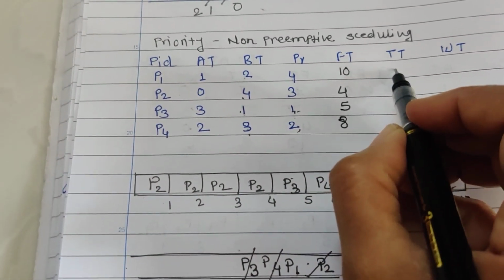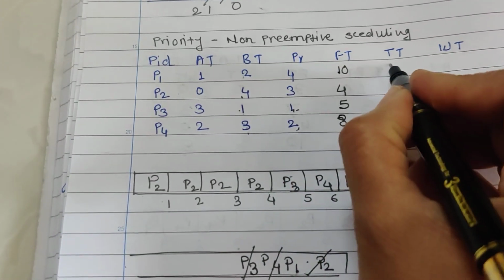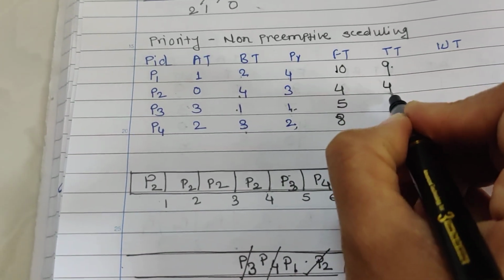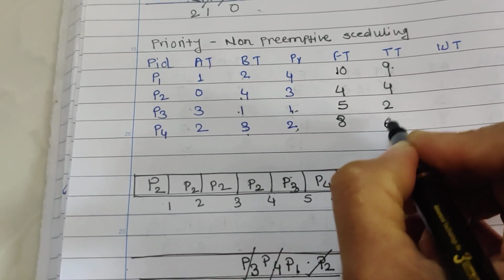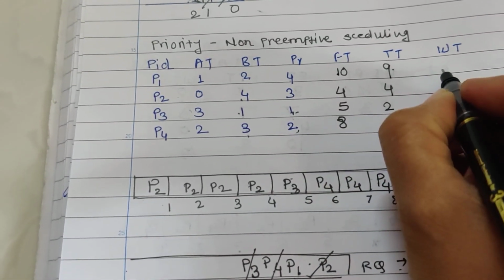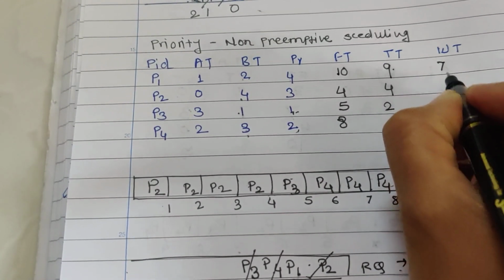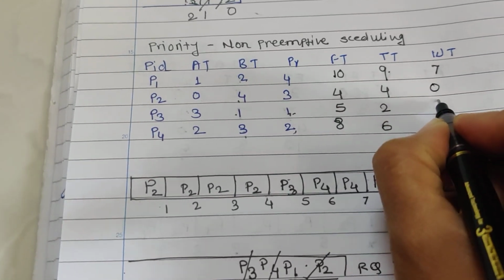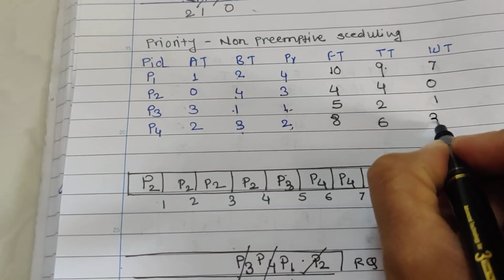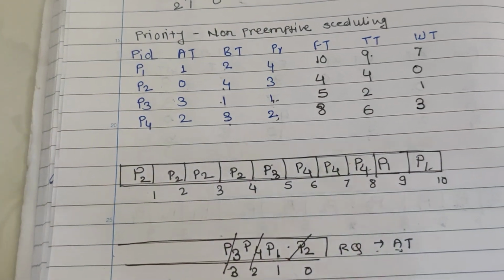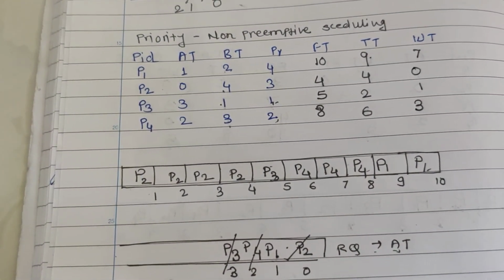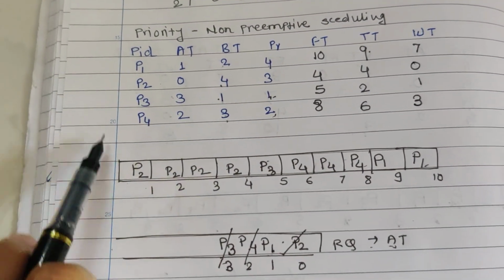What is turnaround time? Finish time minus arrival time, so here 4, here it is 2, here it is 6. For waiting time, turnaround time minus burst time: 7, 0, 1, 3. And already we have seen how to cross verify the answer, isn't it? So easily we can cross verify.